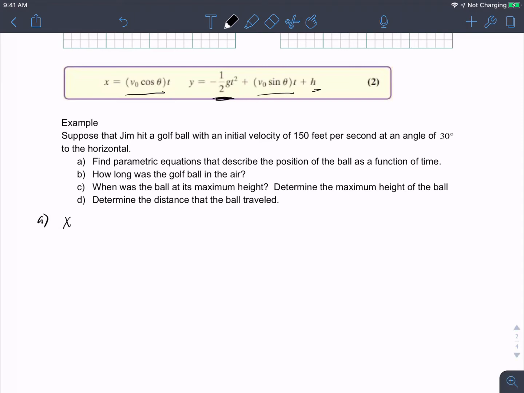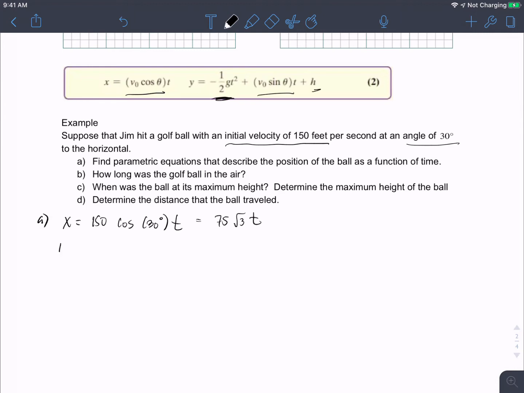So I know that x is going to be equal to my v0 velocity. My initial velocity is 150 feet per second. So I'm going to get 150 cosine, and it gives me an angle of 30 degrees. So cosine of 30 degrees, and then times t, and that's going to be equal to 75 root 3 of t. And that's because cosine of 30 is radical 3 over 2. That's from the unit circle.